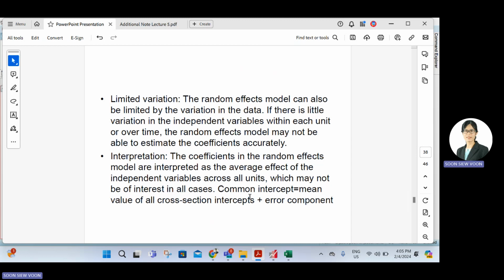Also limited variation, like the fixed effect. The random effect model can also be limited by the variation in the data. If there is little variation in the independent variable, you might not be able to estimate the coefficient accurately. And interpretation: the coefficient in the random effect is interpreted as the average effect of the independent variable, so it might be difficult to interpret, because it's just an average effect of the independent variables, right?